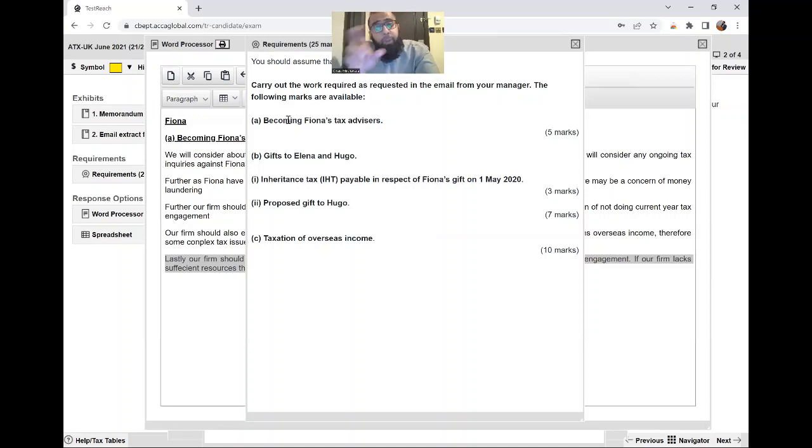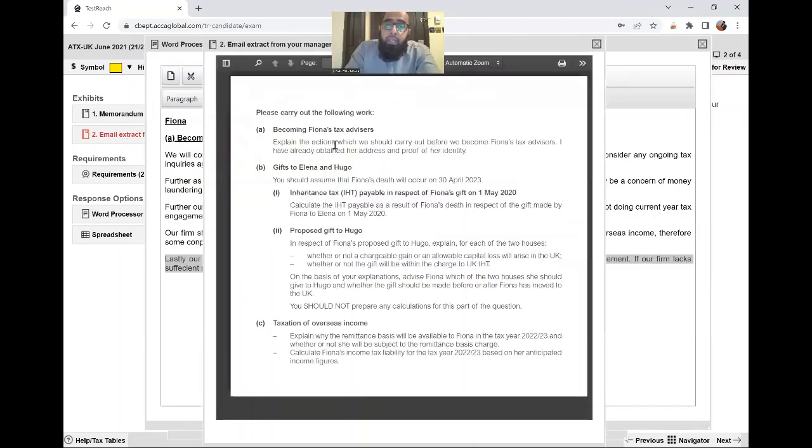We will write down every requirement and we'll just answer it. These 5 marks were relating to ethics. And what did he ask? Explain the actions which we should carry out before becoming Fiona's tax advisor. I have already obtained her address and proof of her identity. So I said, okay, you have the address, you have verified her proof of identity. So what else will we do?